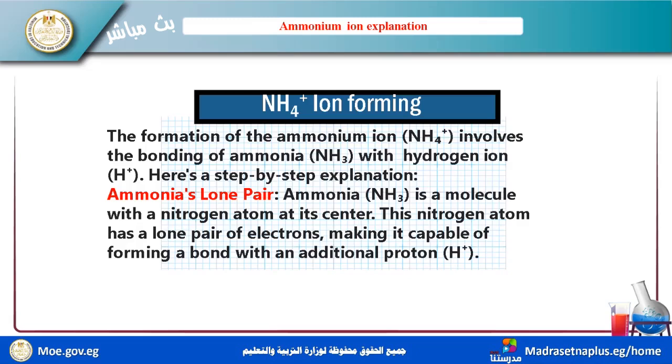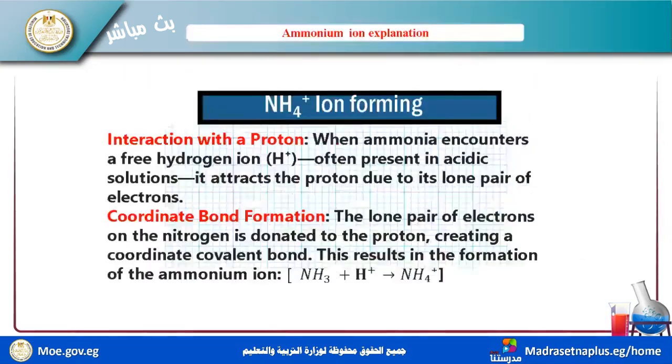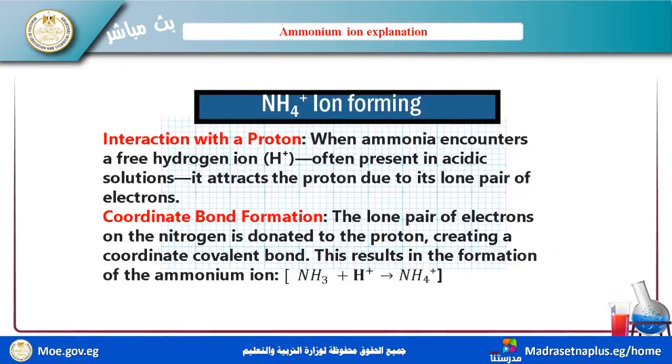Now we repeat this again. Ammonia NH3 is a molecule with a nitrogen atom at the center. Now, this nitrogen atom has a lone pair of electrons, making it capable of forming a bond with an additional proton, H positive. Now, in the next slide, we have an example for this, ammonia gas. Ammonia gas reacts with hydrogen positive, making the formation of the ammonium ion. Okay, it forms the ammonium ion.